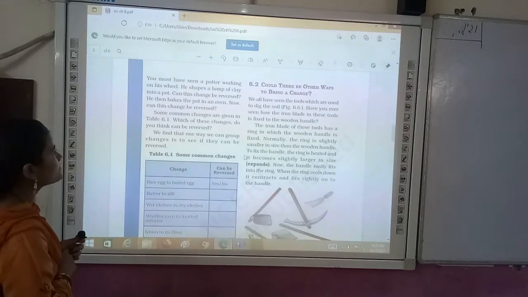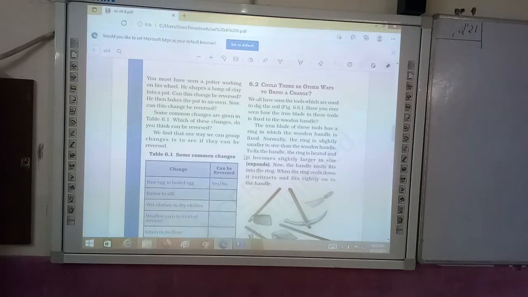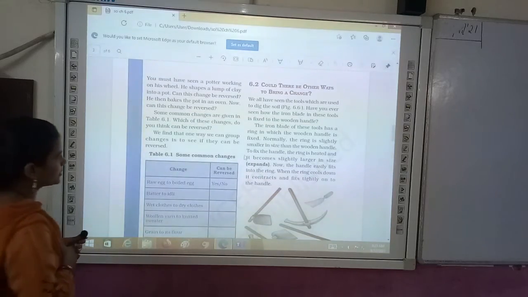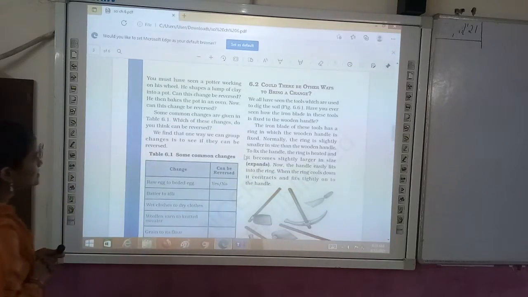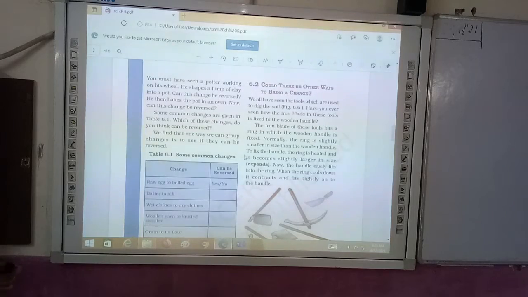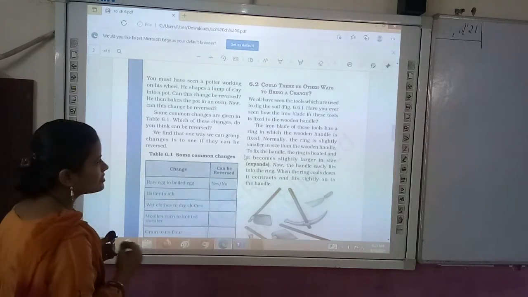But if he bakes the pot in an oven, अगर उसने बेक कर लिया pot को, ठीक है? उसको पका लिया, पकाते हैं उसको, ठीक है? ओवन में. So now can this change be reversed? So when we bake the pot in an oven, it is not possible to reverse it. ठीक है? But before baking, he can reverse the pot.